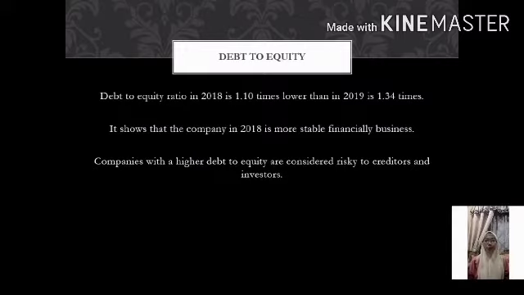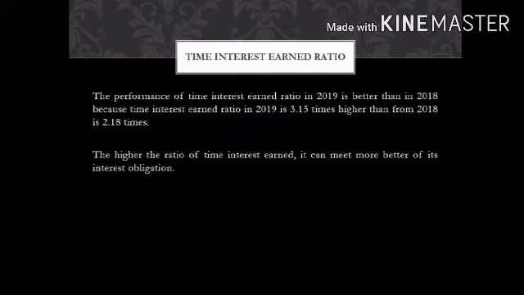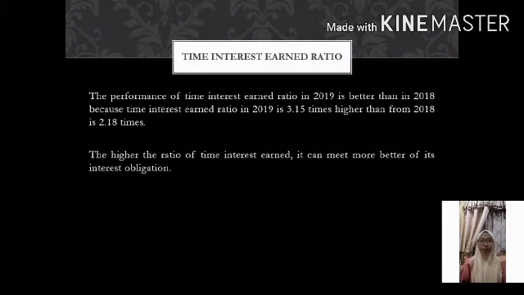For the debt to equity ratio, 2018 is 1.10 times, lower than 2019 at 1.34 times, where it showed that the company in 2018 is more financially stable. However, the performance of the times interest earned ratio in 2019 is better than in 2018, because the ratio in 2019 is 3.15 times, higher than 2018, which is 2.18 times. The higher the ratio, the better it can meet its interest obligation.